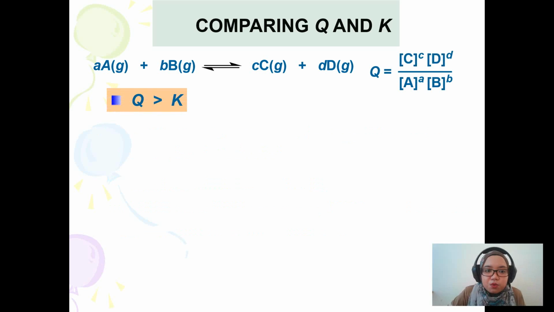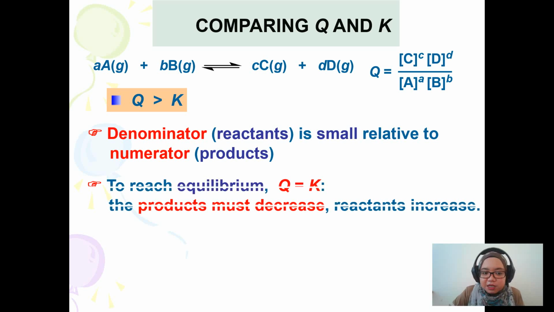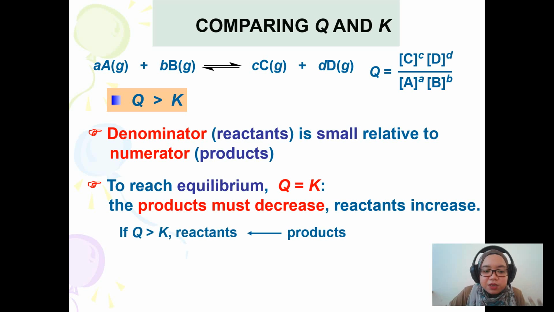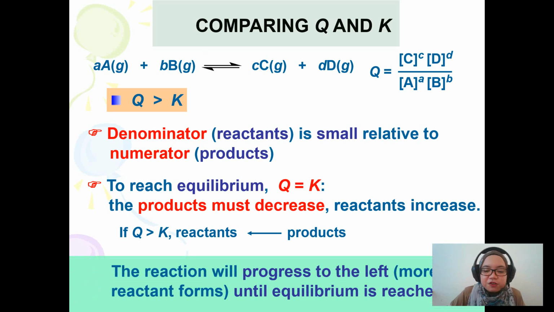Okay, when Q is larger than K, it means that the denominator reactant is small relative to the numerator product. So, to reach equilibrium, Q equals K, the product must decrease so that the reactant can increase. So, if Q is larger than K, the reaction will shift to the left. It will progress to the left to form more reactant until equilibrium is achieved. So, for Q larger than K, the reverse reaction is favored.